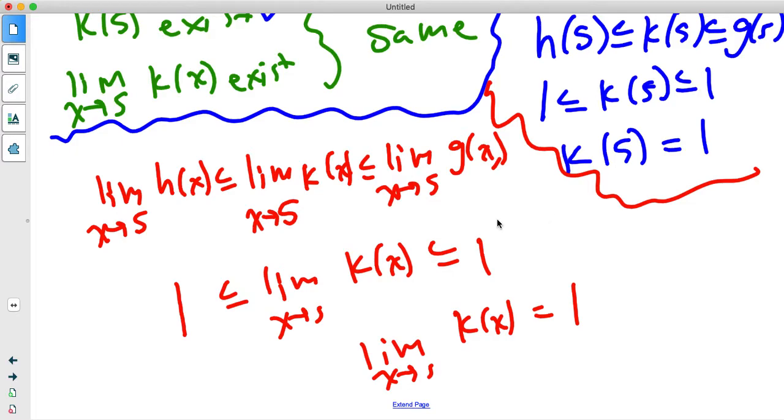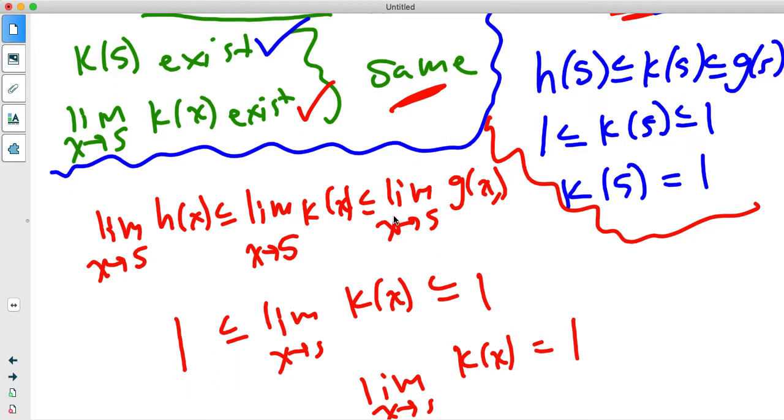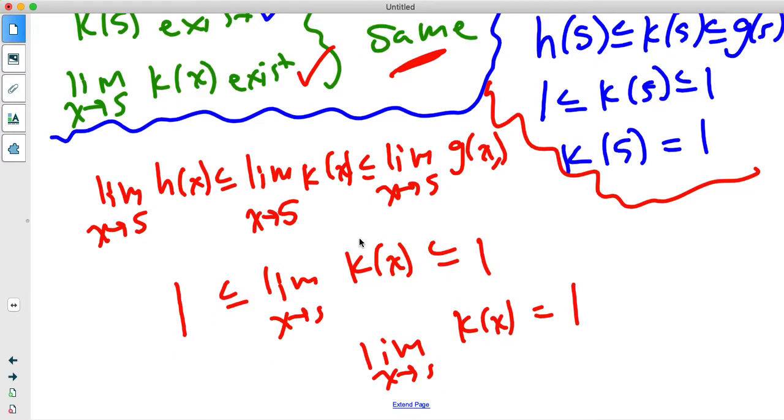So we just did that second part. We showed that the limit of k of x exists as x approaches 5, and we also showed that they are the same. Not only did we show that k of 5 exists, and the limit as x approaches 5 of k of x exists, but we showed that they are the same thing. So again, if you have to brush up on your squeeze theorem, because we talked about that back in September or October, that's what you get for those.